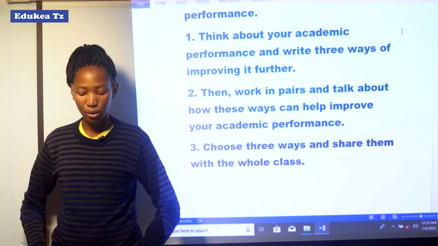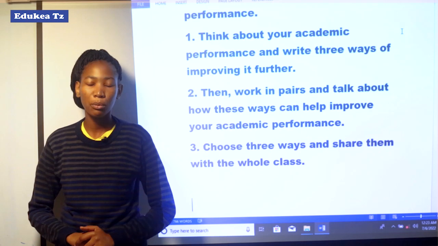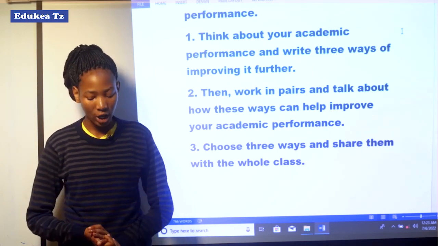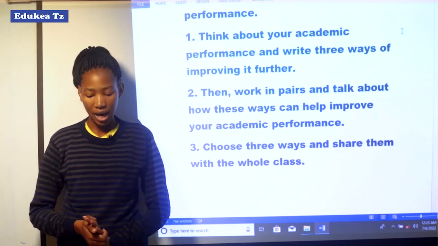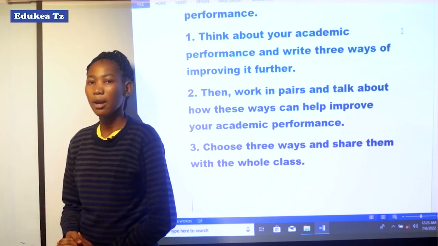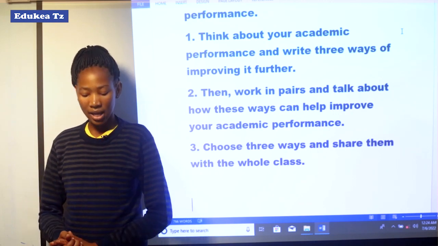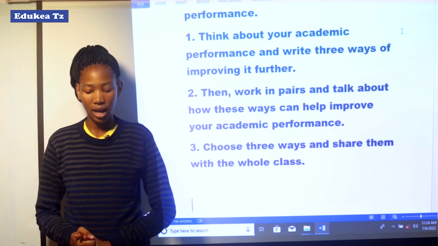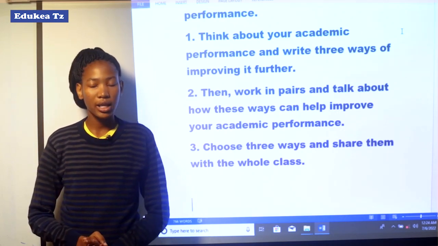Also, you should work in pairs and talk about how these ways can help to improve your academic performance. And after that, you should choose 3 ways and share them with the whole class. After working in pairs and talking about how these ways can help improve your academic performance, choose the 3 ways which are best and then share them with the whole class. Thanks for listening to me.